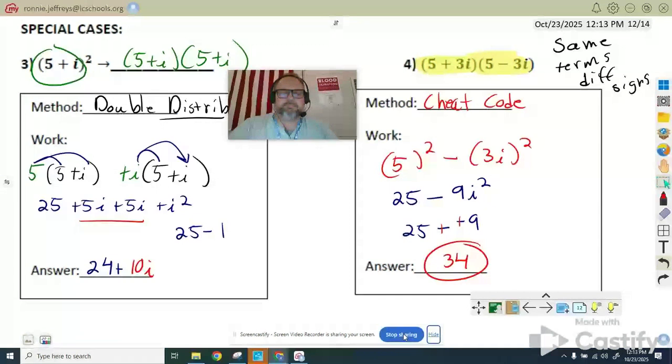Did you just get rid of the i? On which one? On number 3. Oh, because of the i squared? This right here? Remember that i squared is negative 1. That's why we've been multiplying all those other ones by negative 1 and things of that nature. Okay, thank you.